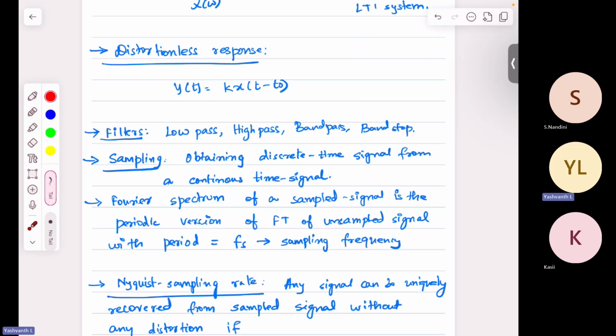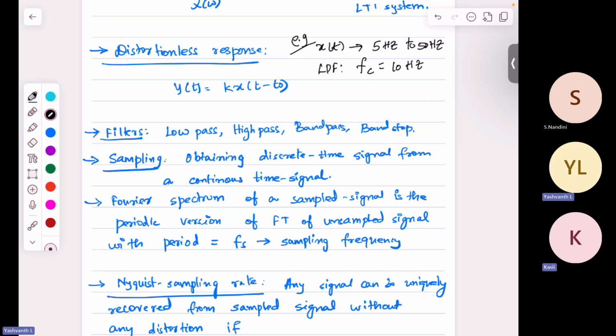So that's basically called the low pass filter. Let's say the x of t had the content 5 hertz to 50 hertz. Let's say that is an example. And there, let's say you want to use a low pass filter with cutoff frequency fc equal to 10 hertz. Then what it means is y of t will only have the frequency content from 5 hertz to 10 hertz. It will not allow any frequency component from 10 to 50 hertz. Such a type of filter is called a low pass filter.